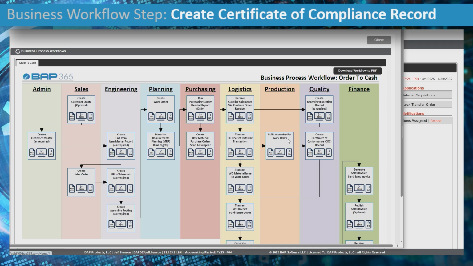So once that's complete, the item is now assembled and it's ready to move on to the next step, which would be quality inspection. And in the quality module, they have the ability to create a certificate of conformance. So how that generally works is the item makes its way to the QC department. They inspect it against the drawing or whatever work instructions are provided. If they find it to be compliant to the build instructions, then they will issue a certificate of conformance record.